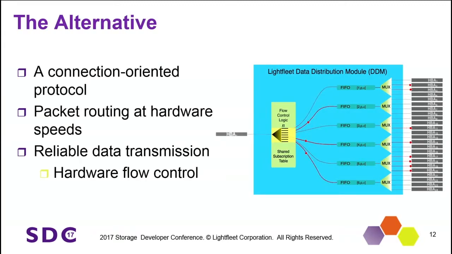So the alternative to all of this is basically a connection-oriented protocol where you essentially enable routing packets at hardware speed rather than having to do the software lookup. And most importantly, and one of the key points to this, is that we actually enable reliable data transmission. This network does not lose data. It does not drop packets because of the flow control hardware that we have built into it.